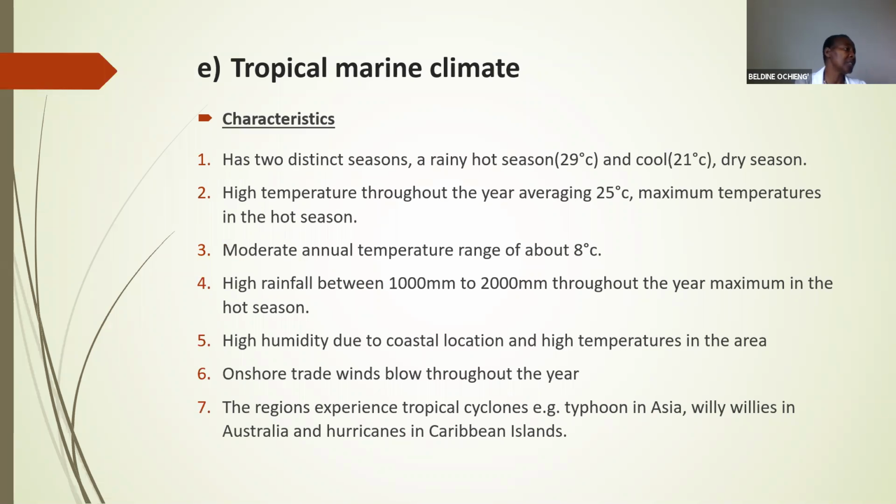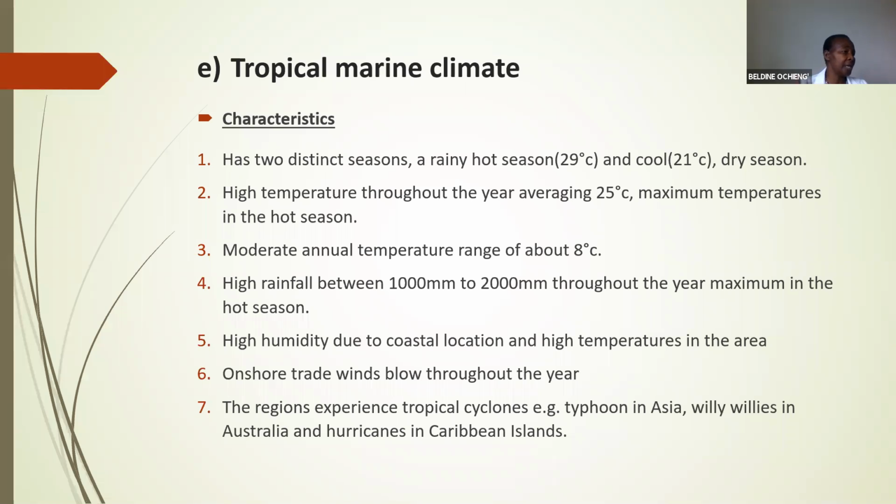So the characteristics of tropical marine climate. It has two distinct seasons, a rainy hot season with 29 degrees Celsius and a cool one. Two distinct seasons, we have rainy, hot, and a cool one. The cool one is the cool dry season, 21 degrees. High temperatures throughout the year averaging 25 degrees. Maximum temperatures are experienced in the hot season.